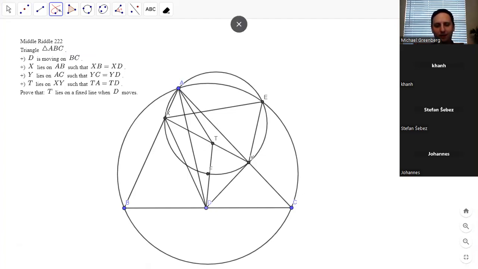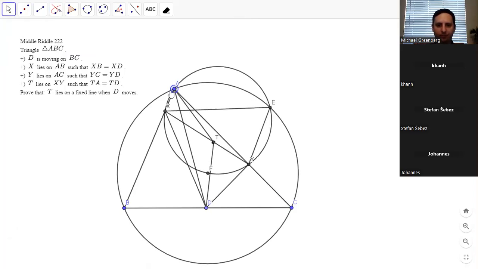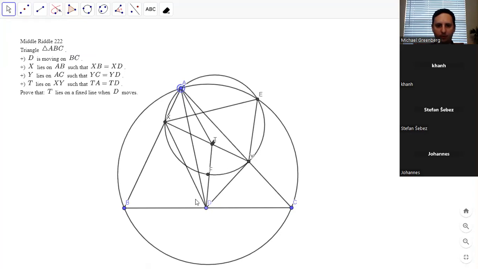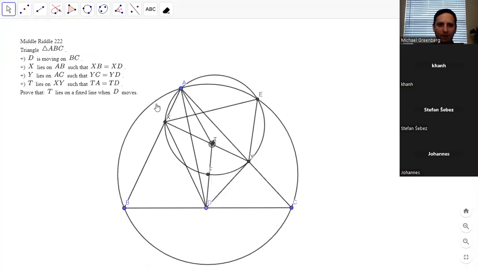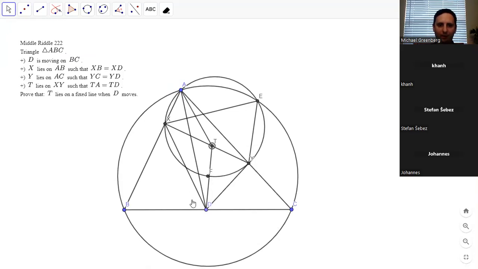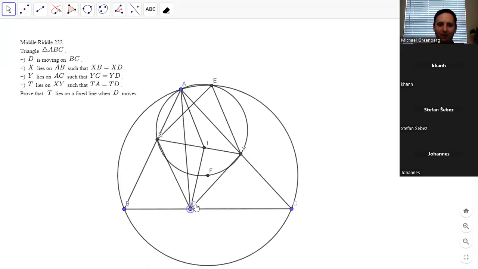Okay. So yeah, if it's constant, I didn't know about that locus tool. Thanks for showing me that.